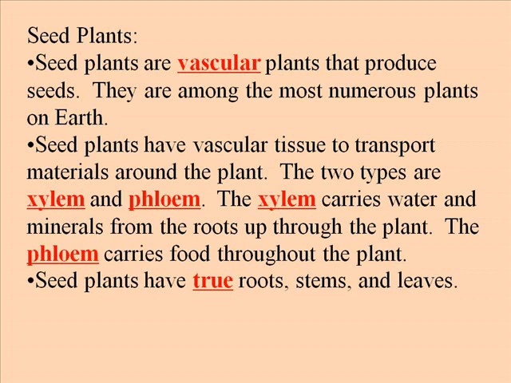You do need to know the difference between these two types of transport tubes. For a hint, if you can remember that xylem starts with an X and water starts with a W, they're close to each other in the alphabet. So our xylem carries water. The phloem has the same sound at the beginning of the word, the f sound, and food. So phloem carries food. Your seed plants will also all have true roots, true stems, true leaves.